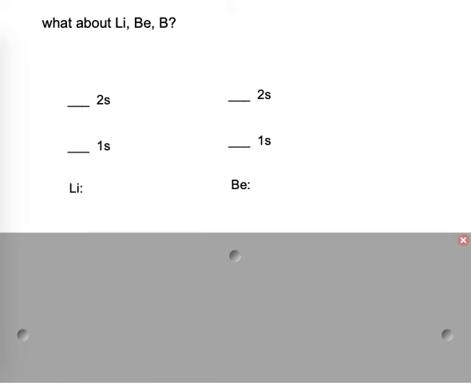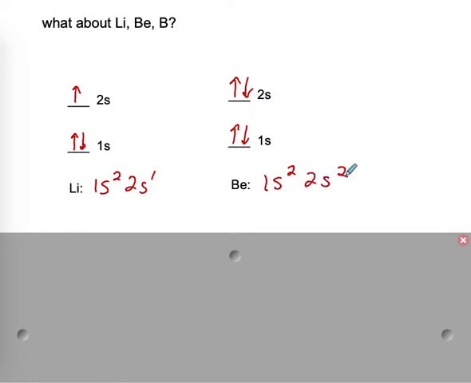Lithium, beryllium, and boron? Well, we simply look at the periodic table, count the number of electrons, and start placing them in the lowest energy sublevel that has room. Lithium has 3 electrons, so I'll place 2 in the 1s with opposite spins and 1 in the 2s. I'll write the configuration 1s2, 2s1. Beryllium has 4 electrons, 2 in the 1s, 2 in the 2s, and I'll write the configuration 1s2, 2s2.